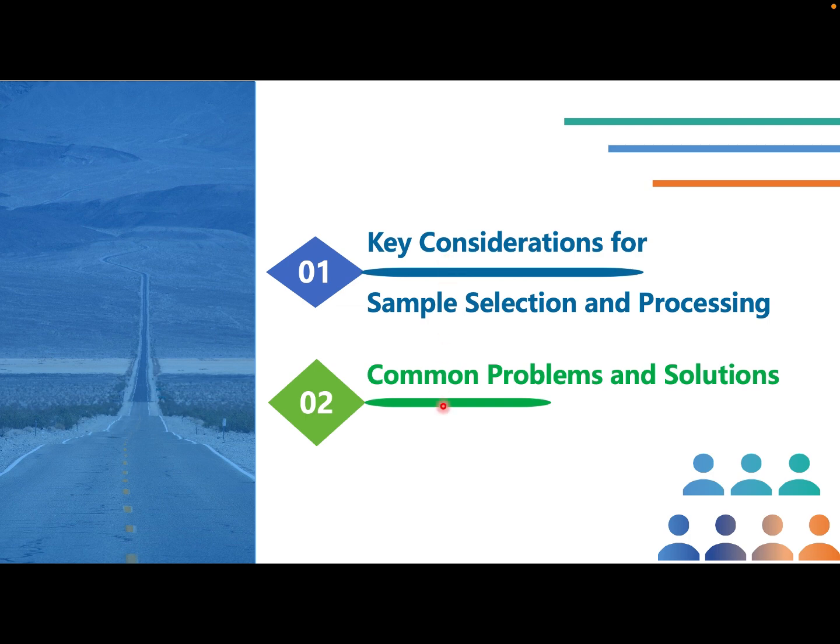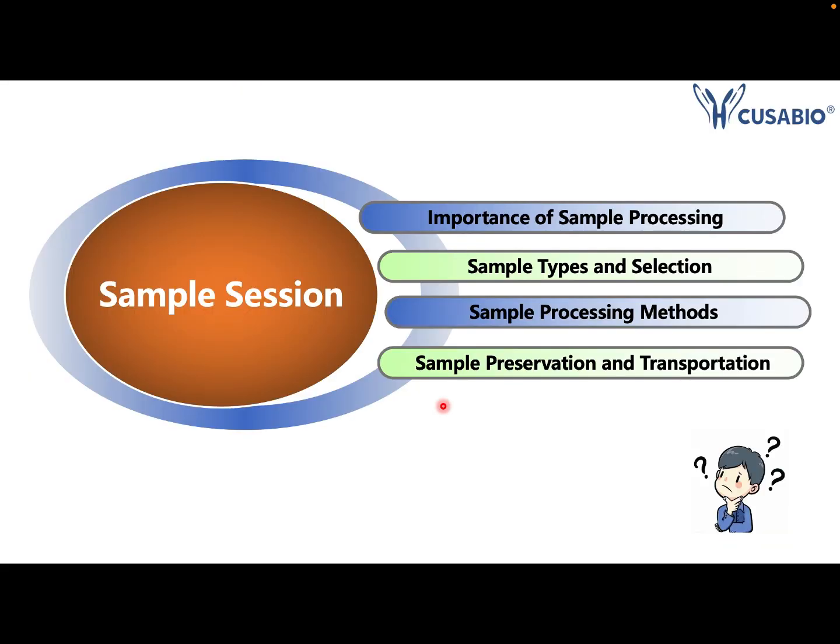And later I will show you some common problems that you will see during the real experiment and how we can solve them. For the first session, I will talk about sample handling from 4 different perspectives: the importance of sample processing, the right sample type and how you choose it, and the correct sample processing method. The last will be the preservation and transportation of your samples.